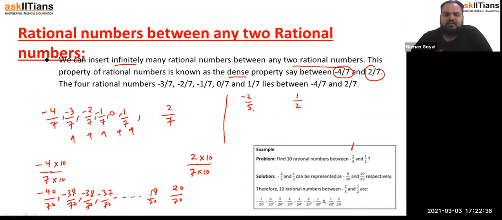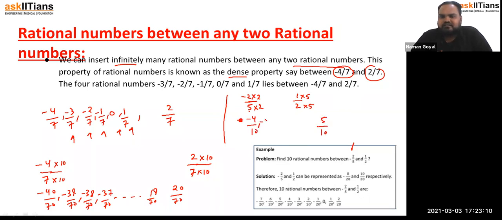For making the denominator the same, first of all we have to find the LCM of the denominators. The LCM of 5 and 2 is 10. To make it 10, we multiply this fraction by 2 and that one by 5. So this quantity becomes minus 4 by 10, and this is 5 by 10.